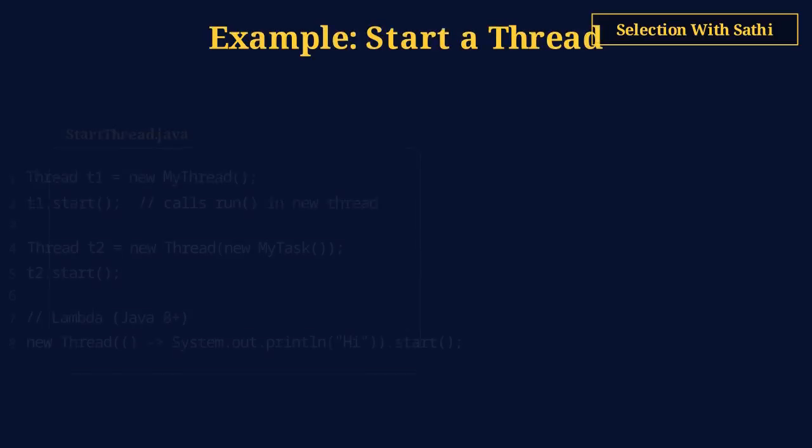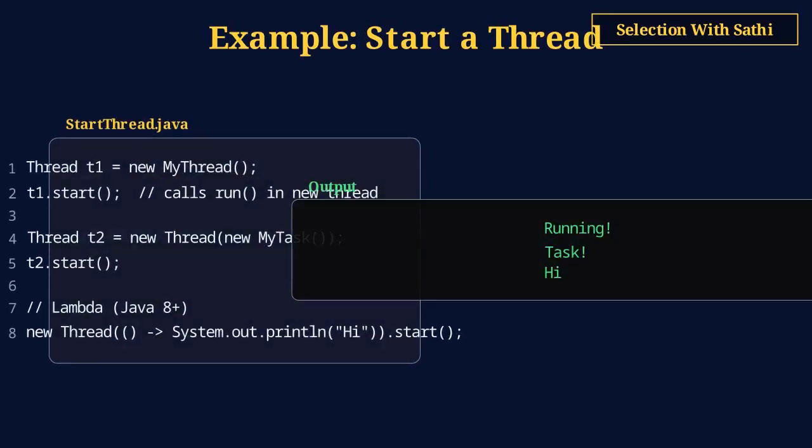Creating a thread by extending Thread. Class NumThread extends Thread, override run to print 1 to 5. New NumThread().start() launches it in a new thread. The numbers print concurrently with the main thread.